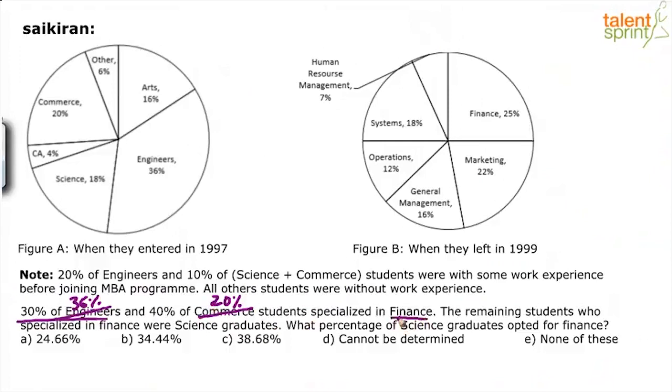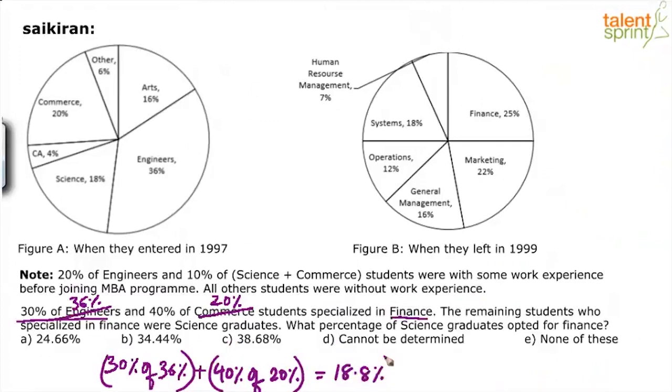Specialized in finance, right? How much is this? 30%. For the sake of clarity, I'm writing it here again. 30% of 36%. This will be 10.8%, remember. Plus 40% of 20%, or 20% of 40%, will give you the same value. How much will this be? 30% of 36%, 10.8. 40% of 20% is 8. 10.8 and 8, 18.8%. So forget about everything else now.